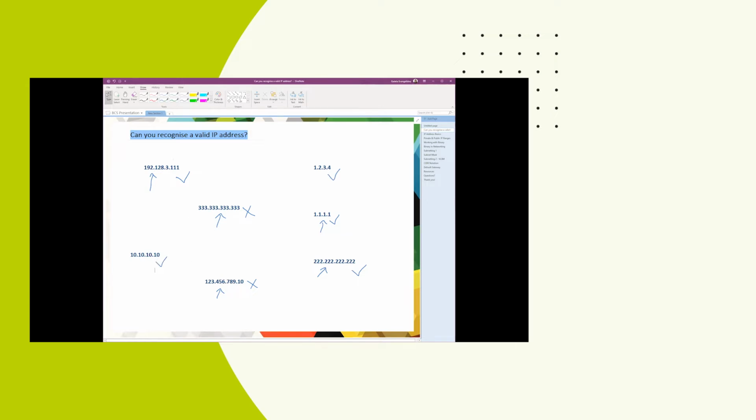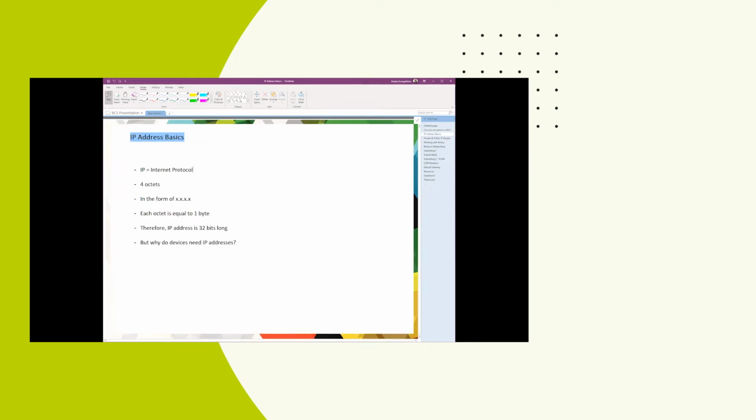I'm pretty sure that we are all on the same page. So the easy way to recognize a valid IP address from an invalid IP address is these numbers here. Whatever exceeds 255 on each of these spaces is not a valid IP address, and we're going to discuss this later. So let me jump onto the next slide.